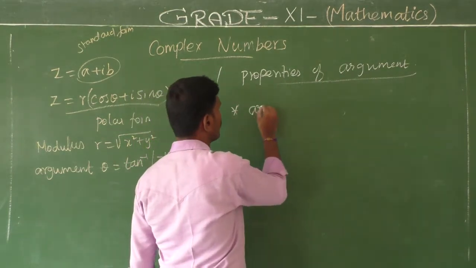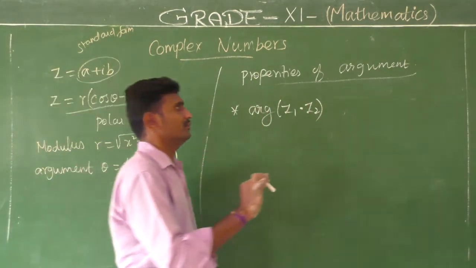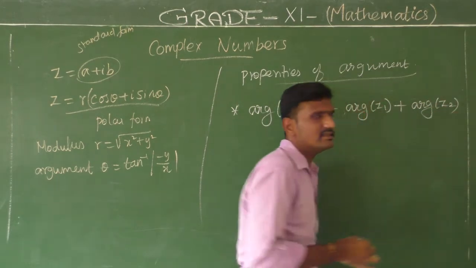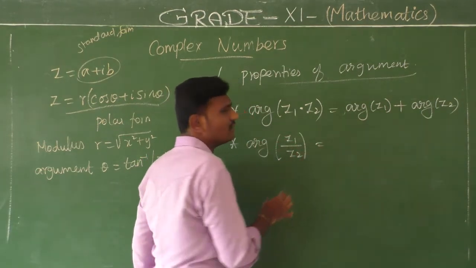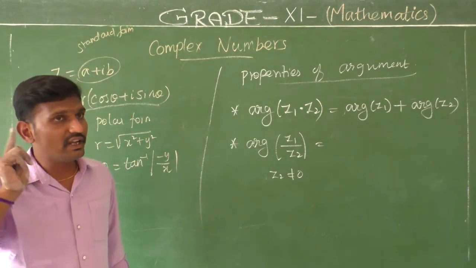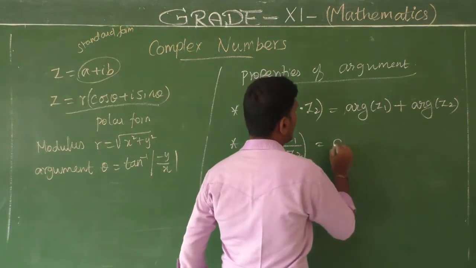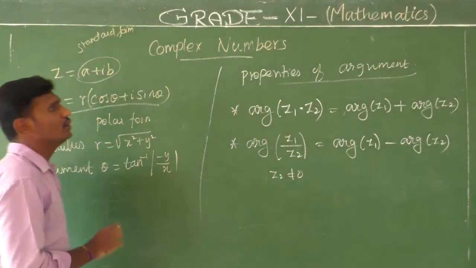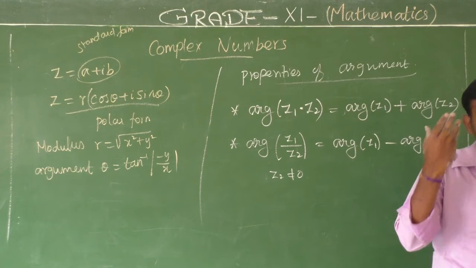The first property is argument of z1 into z2, and you have the formula argument of z1 plus argument of z2. The next formula is argument of z1 divided by z2. This is in rational format, so here z2 is not equal to 0. Suppose it comes equal to 0, it is not defined, you know already. So argument of z1 by z2 is argument of z1 minus argument of z2. Have you got it, children? This is your basic concept of argument as well as complex numbers in rectangular or standard form, then polar form.